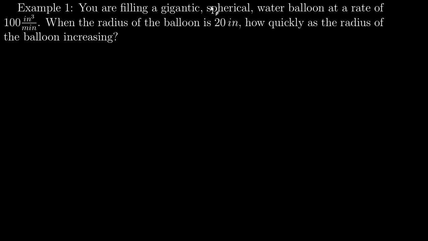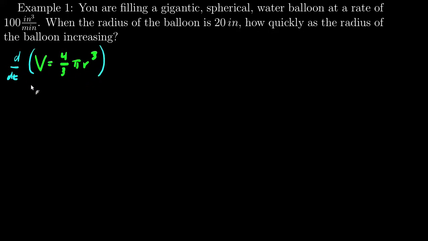First example, you're filling a giant spherical water balloon at a rate of 100 cubic inches per minute. When the radius of the balloon is 20 inches, how quickly is the radius of the balloon increasing? So, first thing, write the equation. V equals 4/3 pi r cubed. The volume is increasing, so I can't put a value in for the volume. The radius is also increasing, so I can't put a value in for the radius. Pi and 4/3 are constants, so I'm not going to mess with those. And so from here, I take the derivative of everything with respect to t.